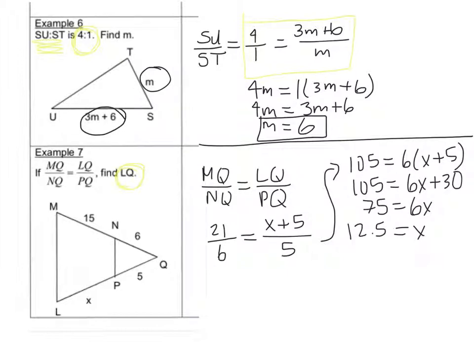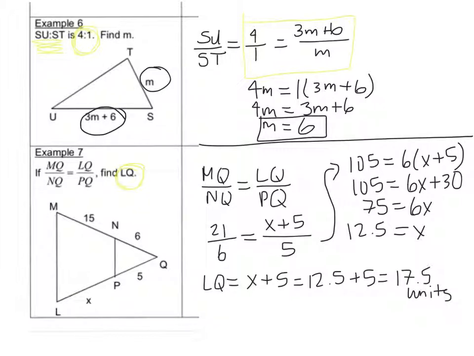Now remember, they asked me to find LQ, and LQ is this entire length. So I'm going to need to figure out what x plus 5, that's what LQ is, would be. In this case, 12.5 plus 5, or 17.5. We'll say units because they didn't give us a measurement. So 17.5 units is what LQ is.